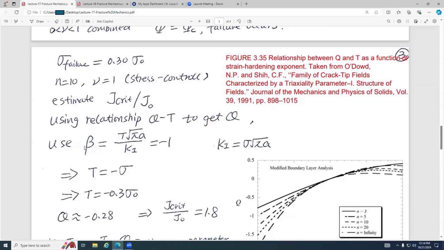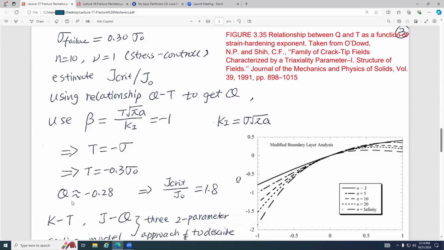So here we use this one. We use a beta. We talk about this ratio, the biaxial ratio, T square root pi a divided by Ki, and let this equal this minus 1, and we know Ki equals sigma square root pi a, for this edge crack. So then we can get T, let T equal minus sigma, so this T equals 0.3 sigma 0. Right? So usually Q is around minus 0.28, and then we can calculate the J critical over J0, which equals 1.8.